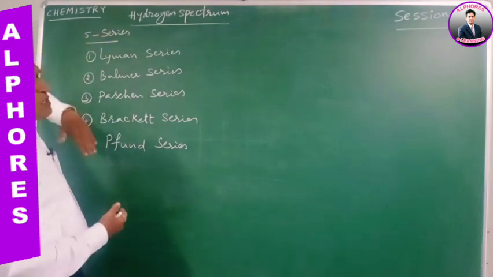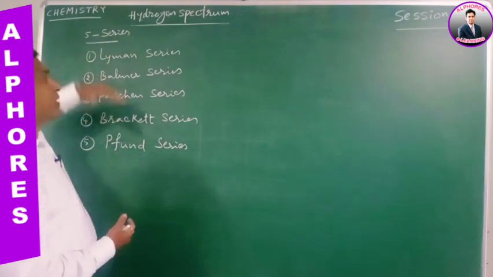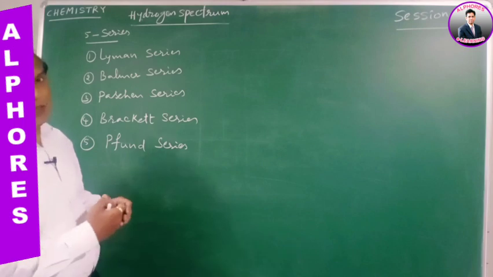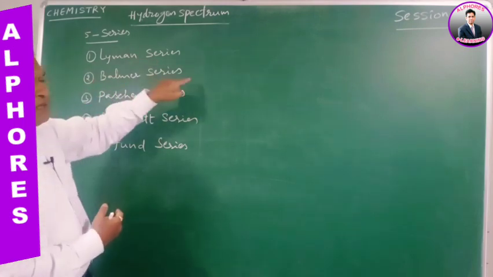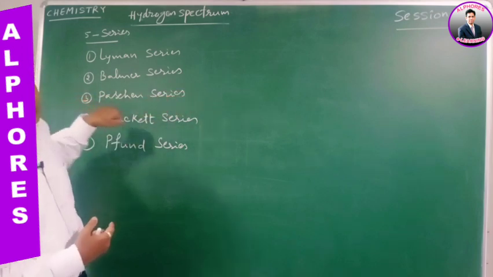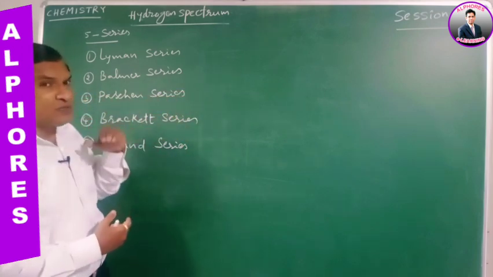How many series are found in the hydrogen spectra? In hydrogen spectra, 5 series of spectral lines are found. What are the names? Lyman series, Balmer series, Paschen series, Brackett series and Pfund series.